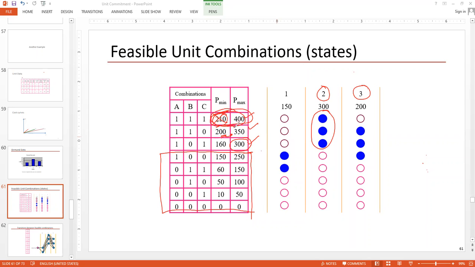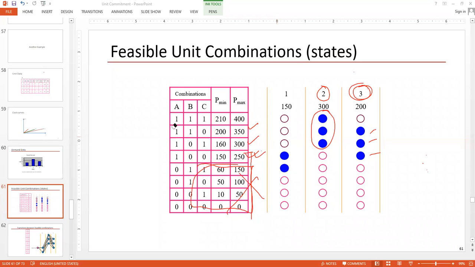Here it is between 200 and 350. So 200 is the demand, so we can do with 200. It is between 200 and 350. This can be chosen, this could be chosen, also this could be chosen. Nothing else could be chosen. So this and this could be chosen as the feasible states for hour number 3.